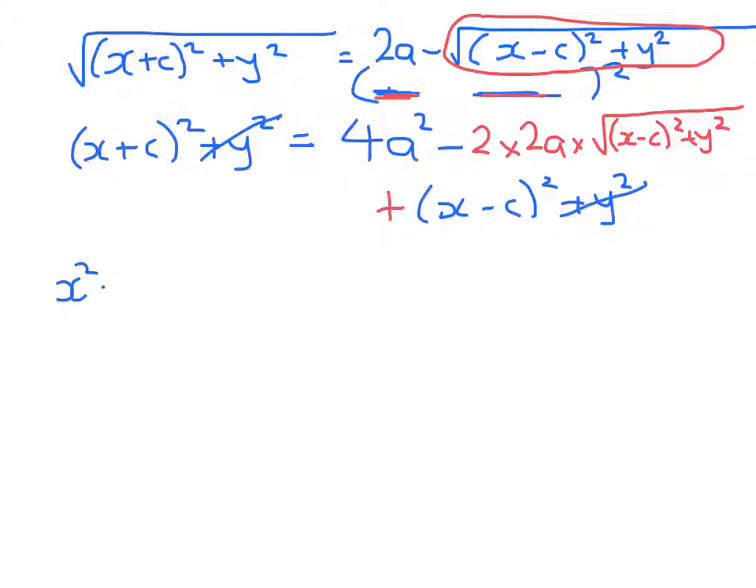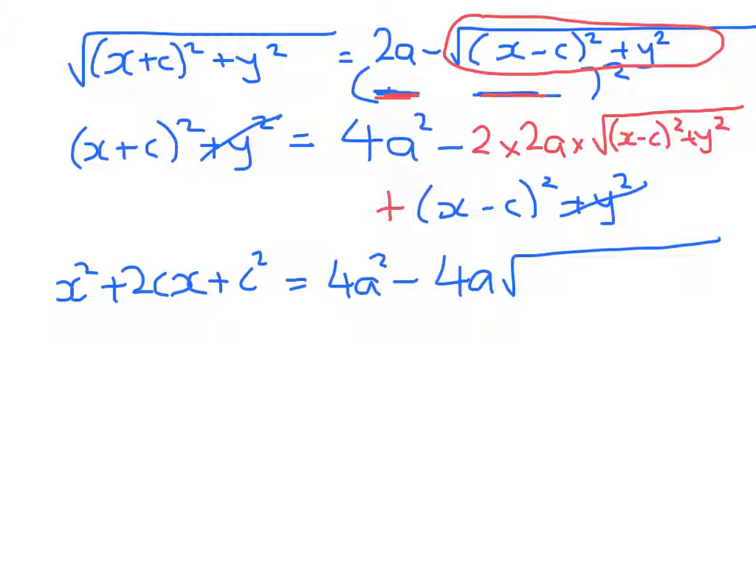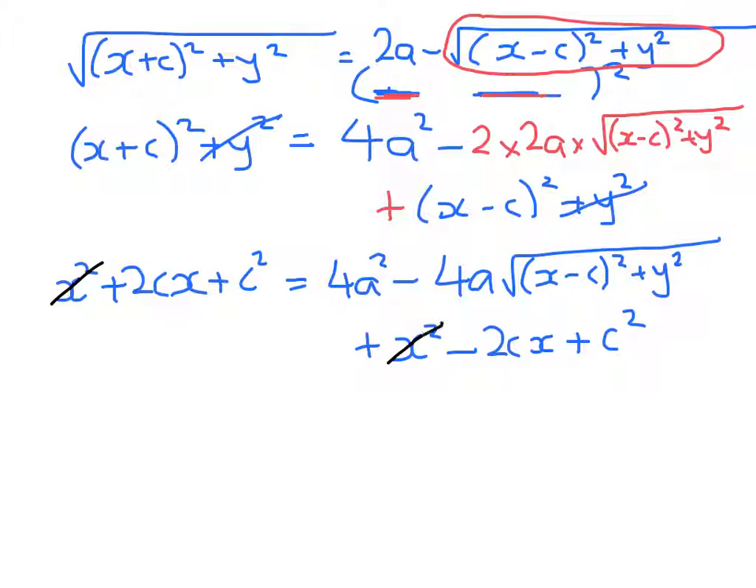I have x squared plus 2cx plus c squared is equal to 4a squared minus this hideous thing here, which I'm still not loving. Here we go. Right, so there's that. Now I expand out that next bit and I get x squared minus 2cx plus c squared. So again I can do some knocking out. The x squareds knock out and so do the c squareds. So that's a little bit better.